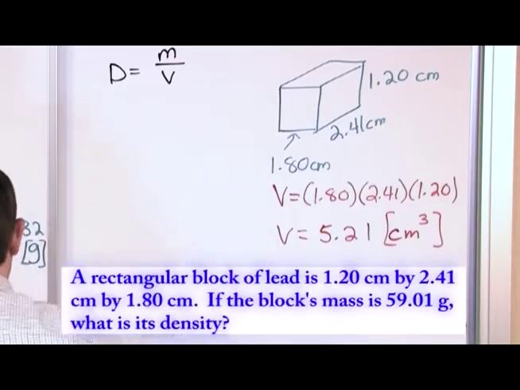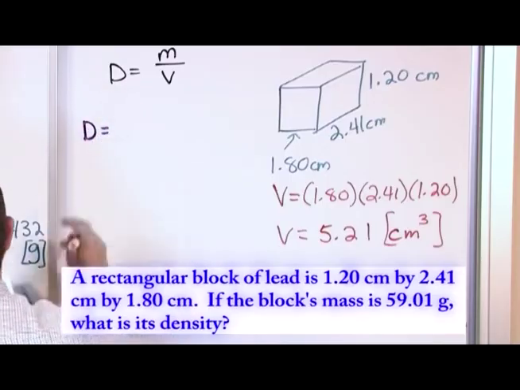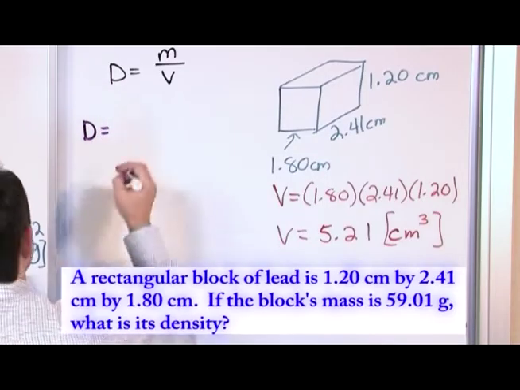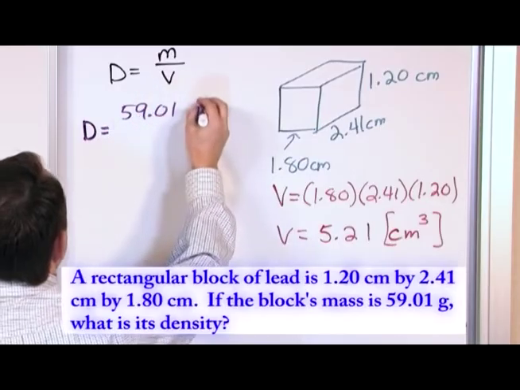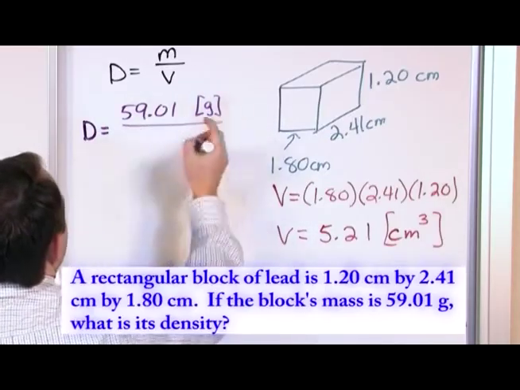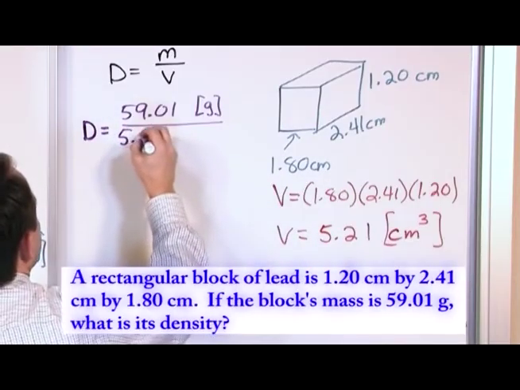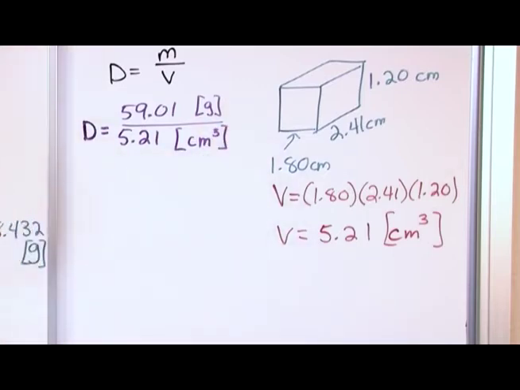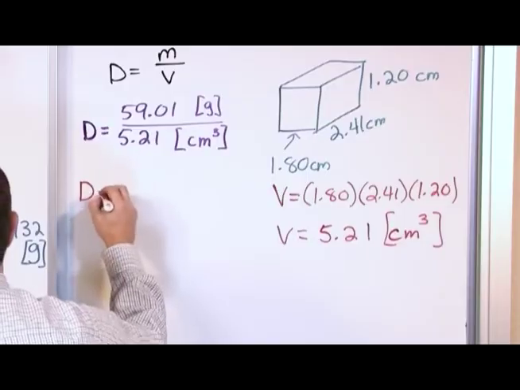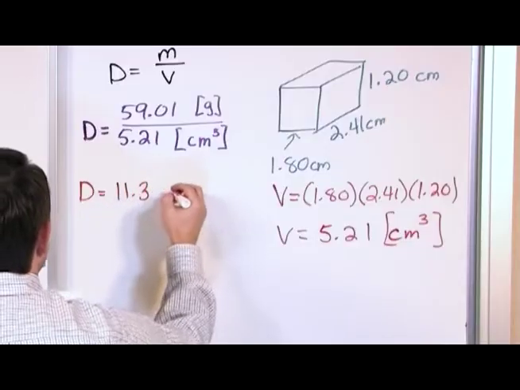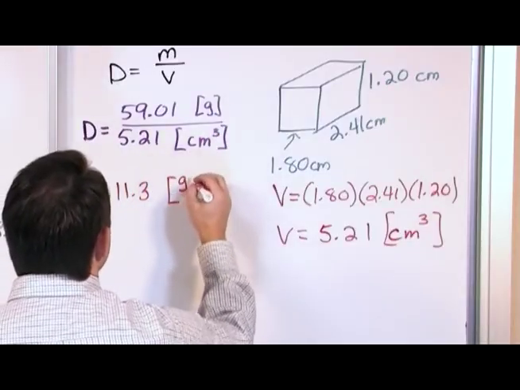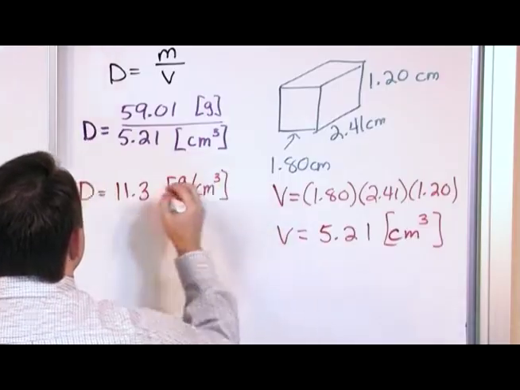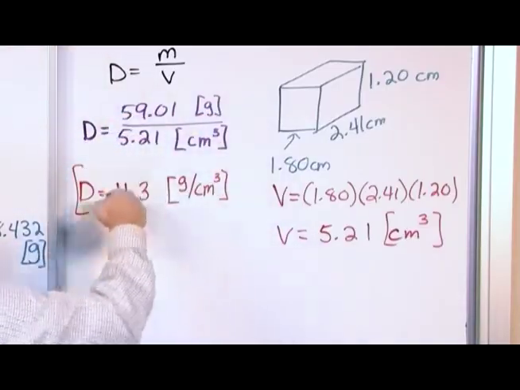So that volume is going to go straight into here. And the mass was already given to us. So the density is going to equal the mass, 59.01, with a unit of grams, divided by the volume we just calculated, 5.21, with the unit cubic centimeters. So all we need to do now is divide these two numbers. 59.01 divided by 5.21 is equal to 11.3, and the unit is going to be what? Grams per cubic centimeter. So we divide the numbers, and the unit stays.